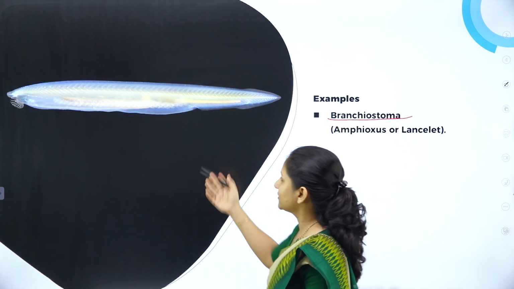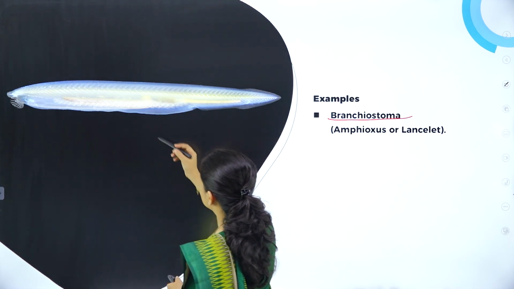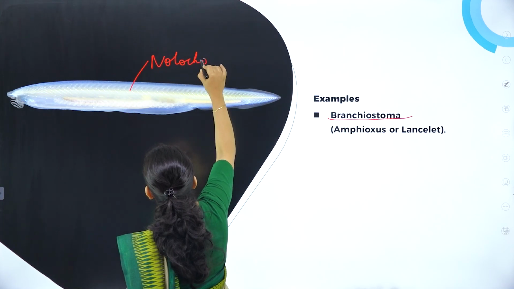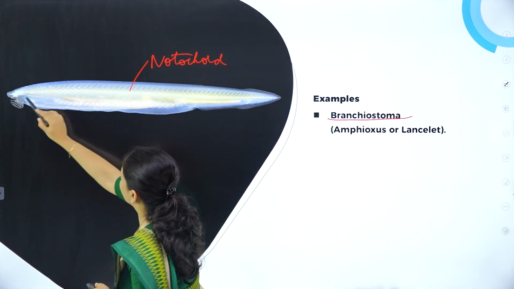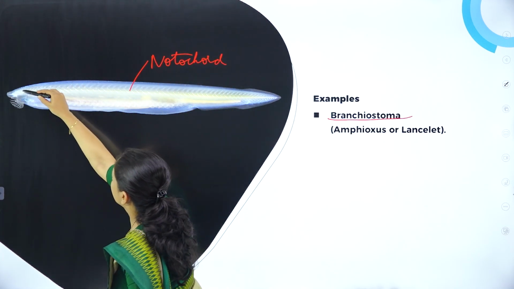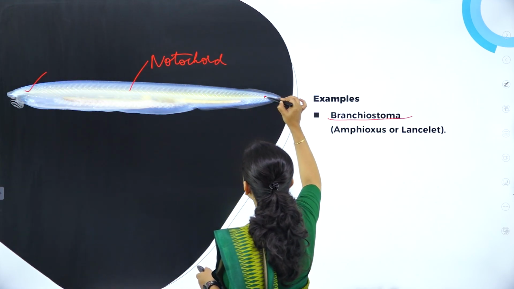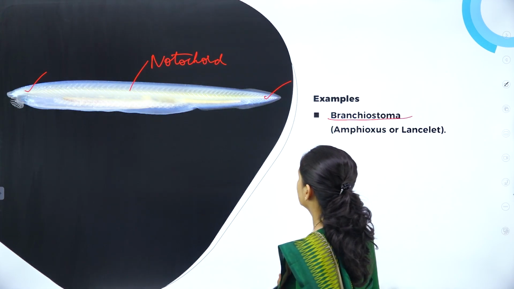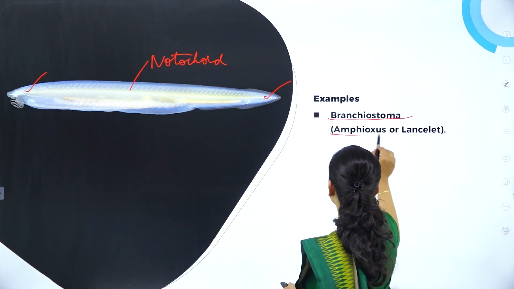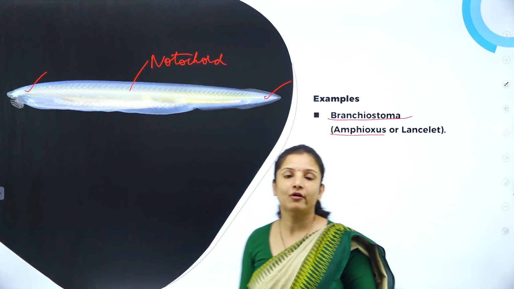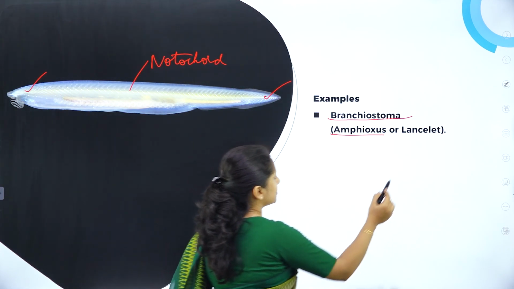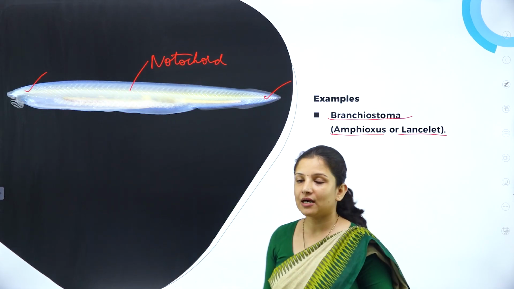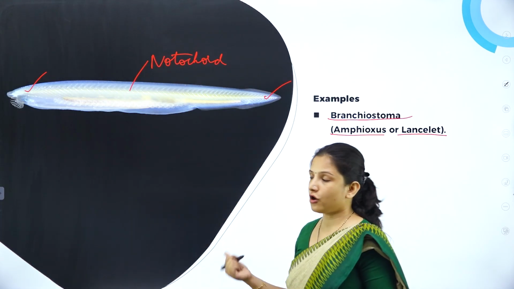So this is branchiostoma, where you can see the notochord, which is present right from the head region up till the tail region, and it is present throughout the life of the organism. Branchiostoma is also called amphioxus or lancelet. So this is one of the examples for cephalochordata.